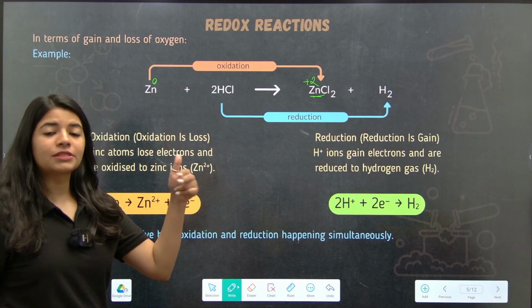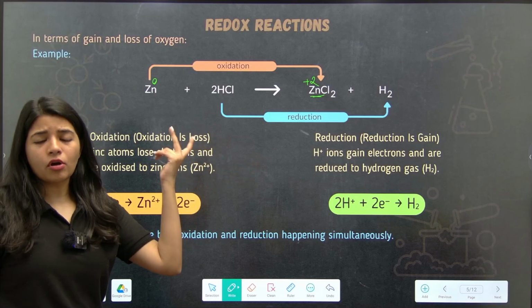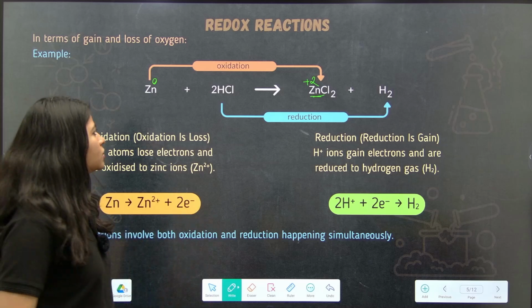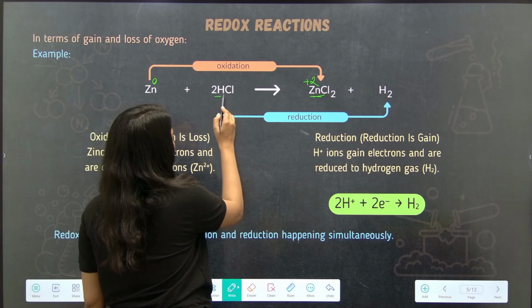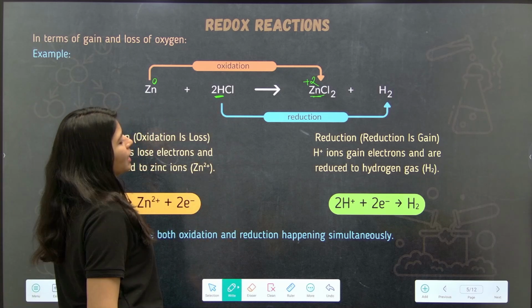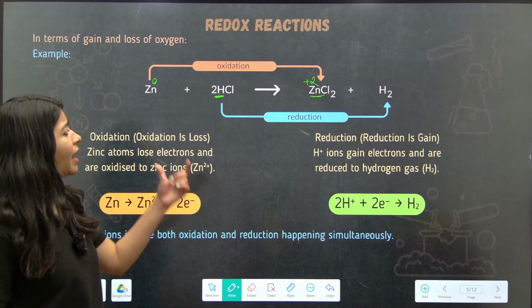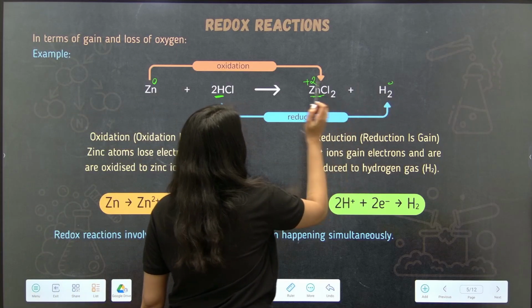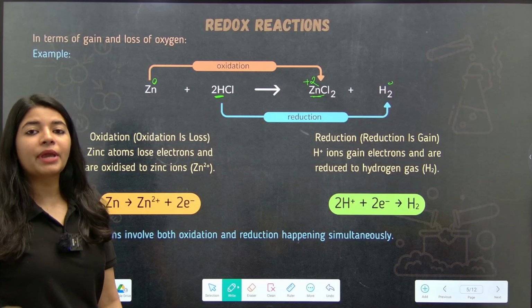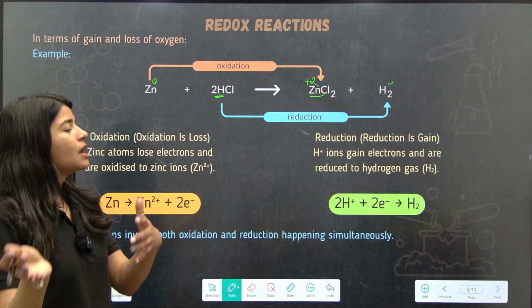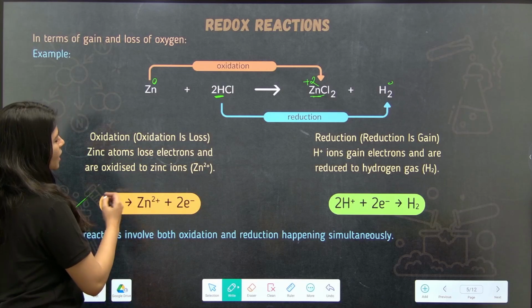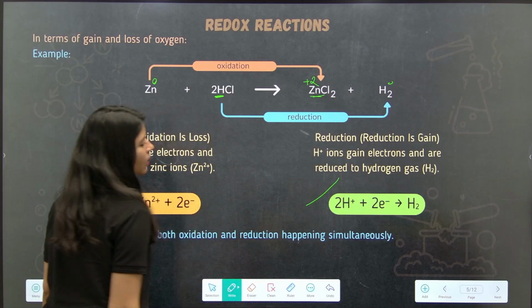So when oxidation state increases, then it is oxidation. Why? Because now it has lost electrons. It has lost 2 electrons. Let's talk about hydrogen. So here hydrogen is in its +1 times 2 oxidation state. Here it is in 0. So from plus it is coming down. So hence I can say it has gained electrons, and therefore this is your reduction. So these are the oxidation half reaction and reduction half reaction.